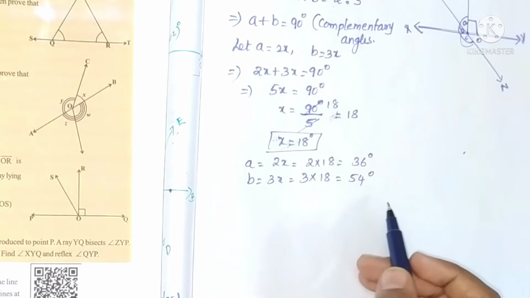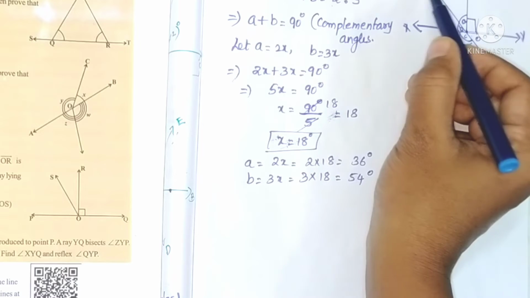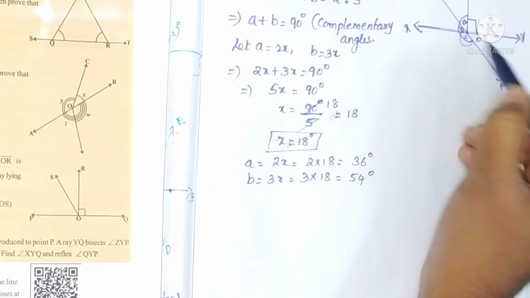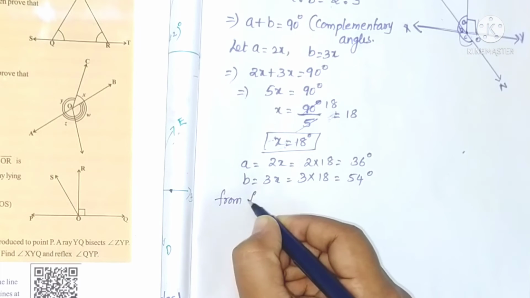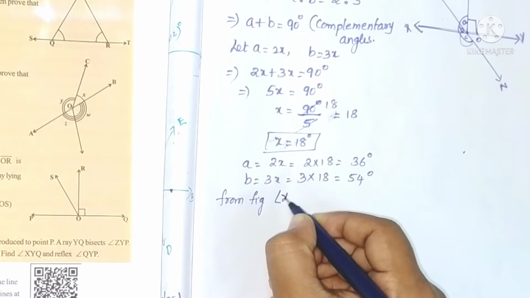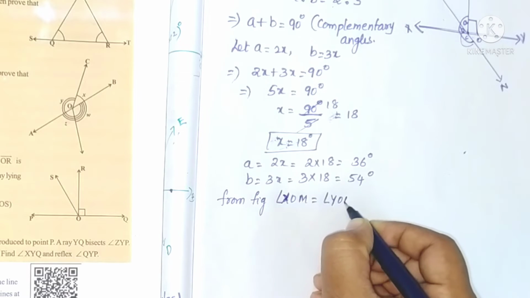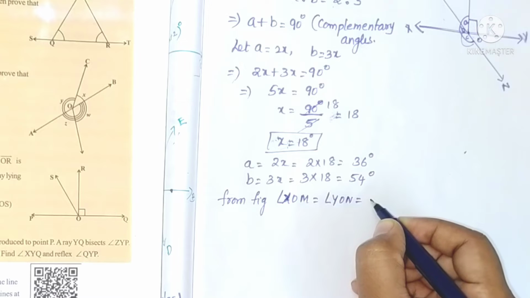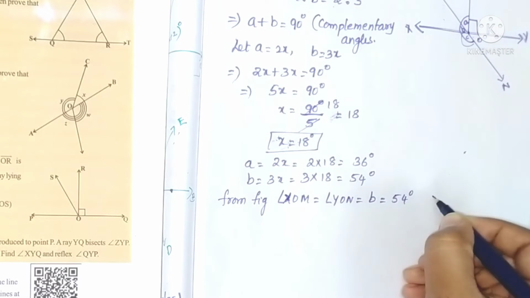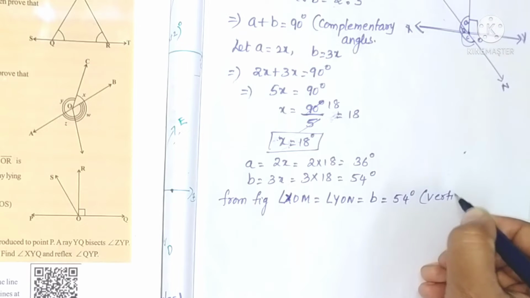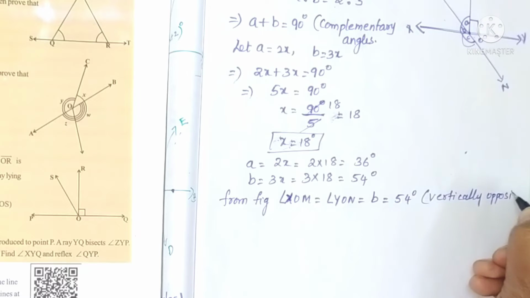So from the figure we can observe that angle XOM and angle YON are vertically opposite. So we can write angle XOM is equal to angle YON equals B. What is the value of B? That is 54. Why are these both equal? Vertically opposite angles are equal.